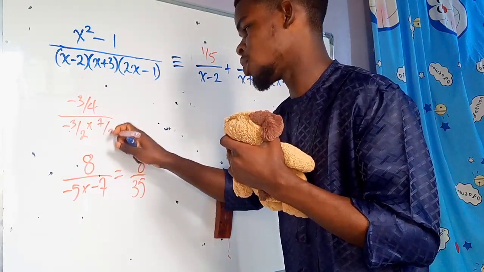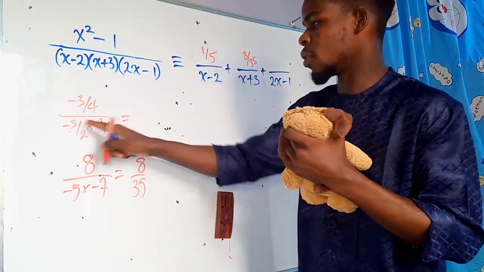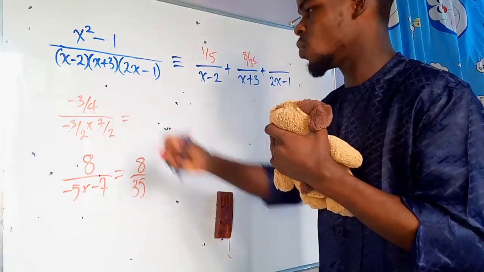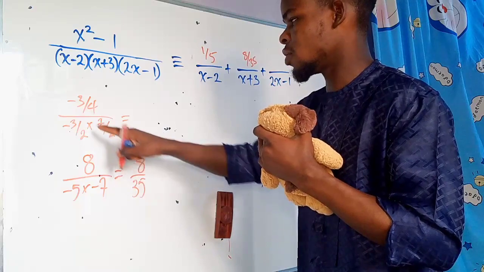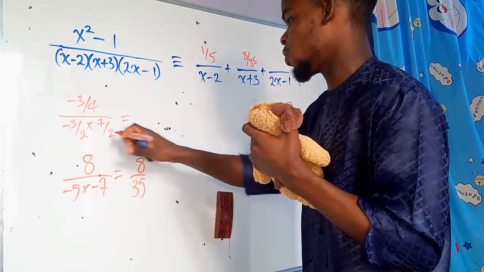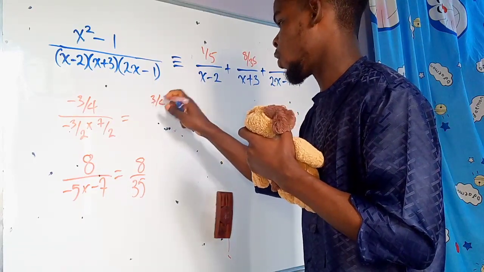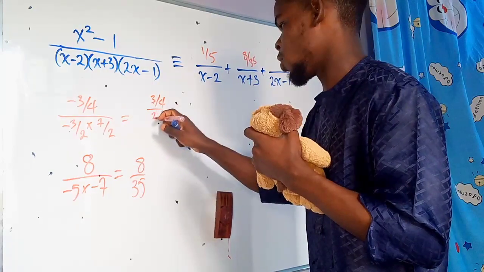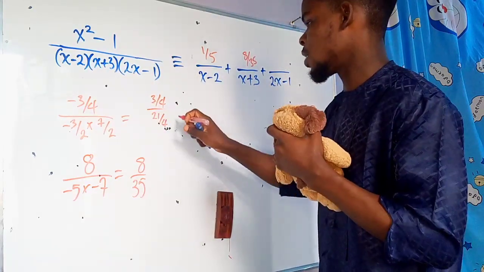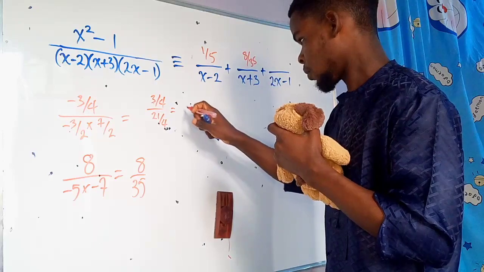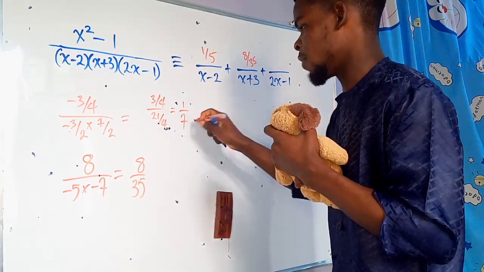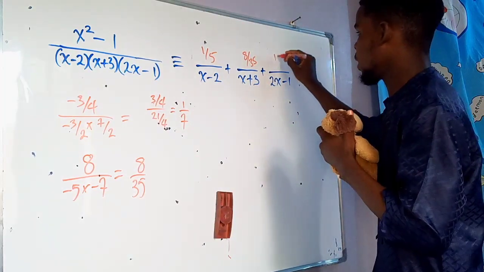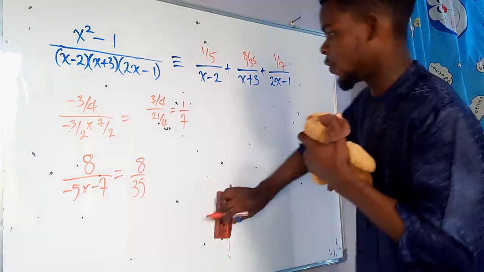So you can just check it out. Then we multiply this denominator. Let's do a simplification of this fraction. So we're going to have 3 over 4 divided by 21 over 4. And of course, that's going to be 3 over 21, which is 1 over 7. You just simplify that and you'll find that out. And that means we have 1 over 7 over here.